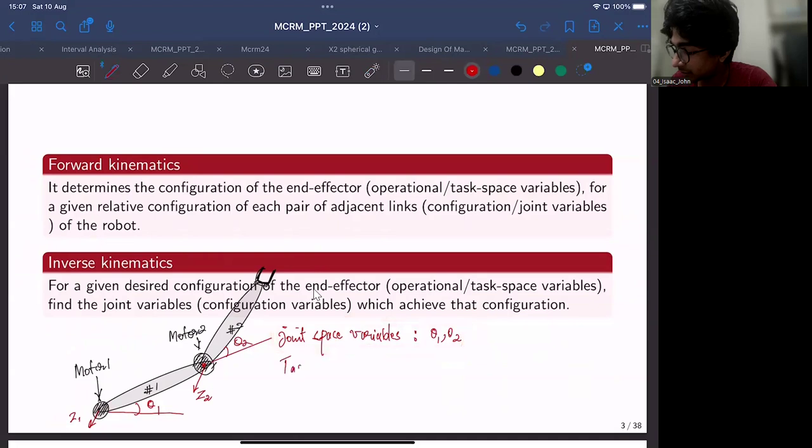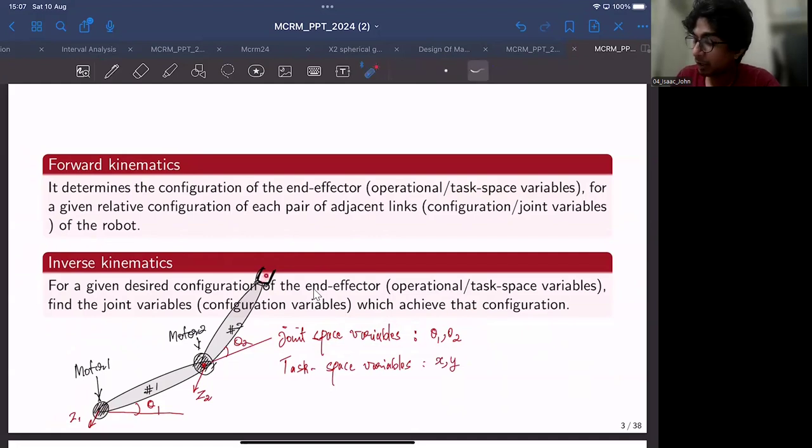And the task space variables would be the X and Y coordinates of the end effector, right? From an operator's point of view, the task space variables would be the point of interest, because an operator would desire to control a robot with respect to X and Y coordinates, right? That would be much more intuitive for an operator. Suppose you want the robot to move anywhere within this entire workspace, we would define this entire workspace in terms of X and Y coordinates, right? Because that is more intuitive to visualize.